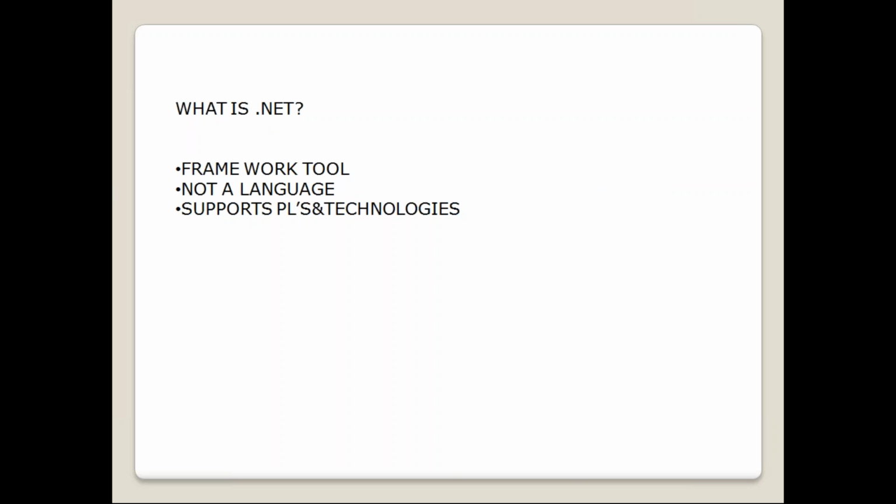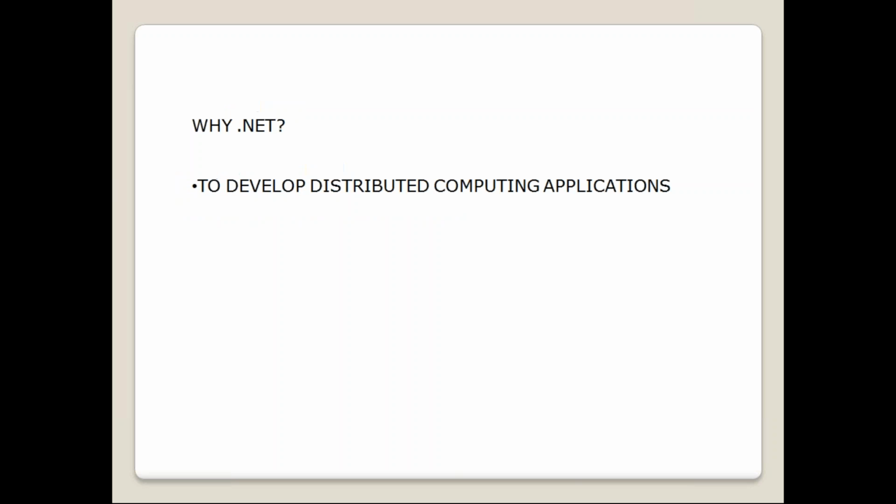So you can use anything, not one particular program. For Java, we have only the Java programming language, but not for .NET. So we can use 61 programming languages, depending upon your application and whatever you want to use. That language you can use. Okay.